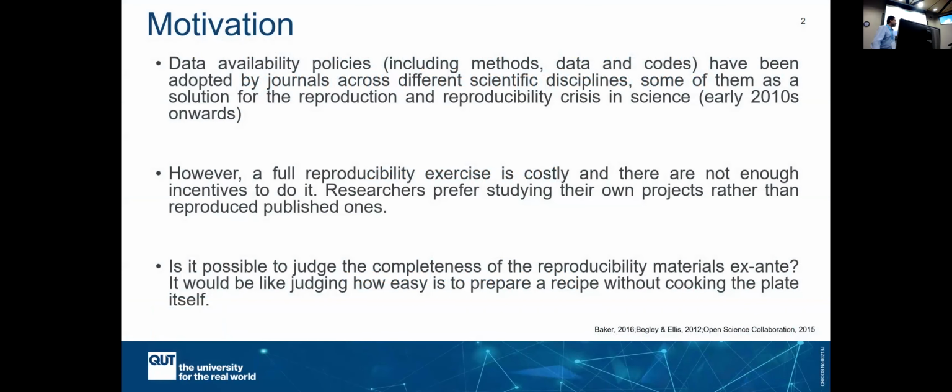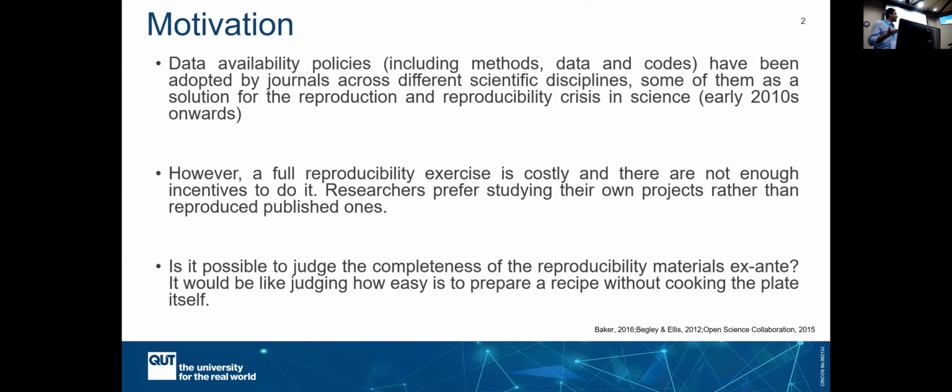So basically, the main motivation for this one is to study how data availability policies are working in the field of economics. We are aware that there is a replication and reproducibility crisis in science, and many journals have established data availability policies, encouraging authors to share methods, data, and codes. However, we also are aware that any researcher doesn't have any incentives to perform a full reproducibility study because it's not worth their time and for the career prospects.